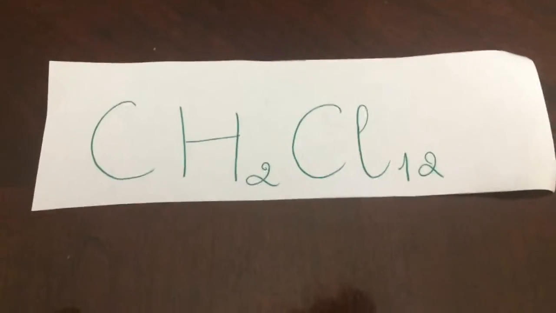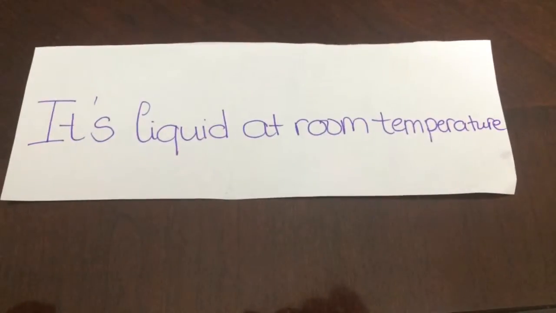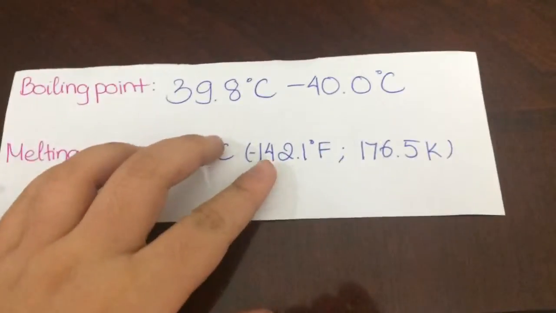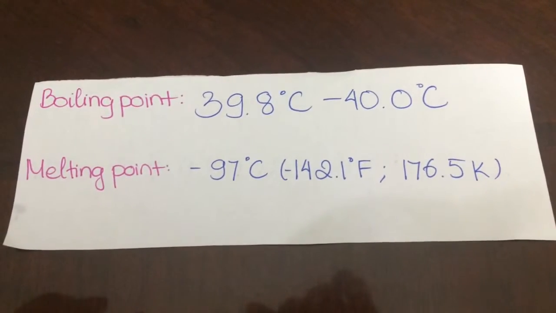Today I'm going to do a video about CH2Cl2, which is called dichloromethane. Dichloromethane is a liquid at room temperature and it has a boiling point of 39.8 Celsius, or about 40 Celsius.